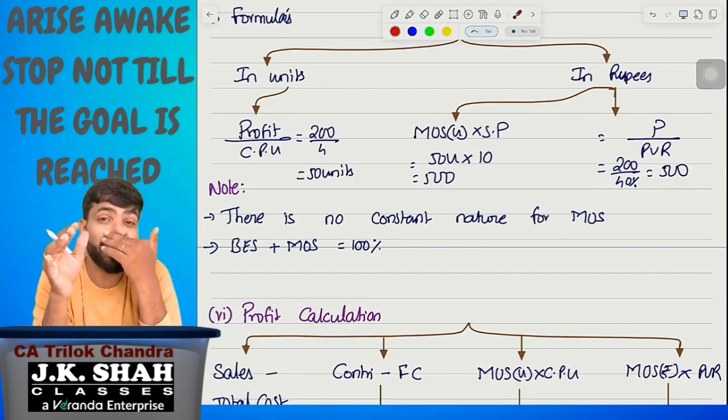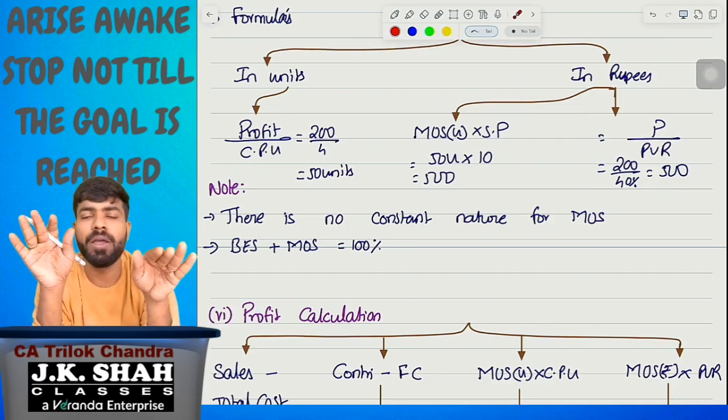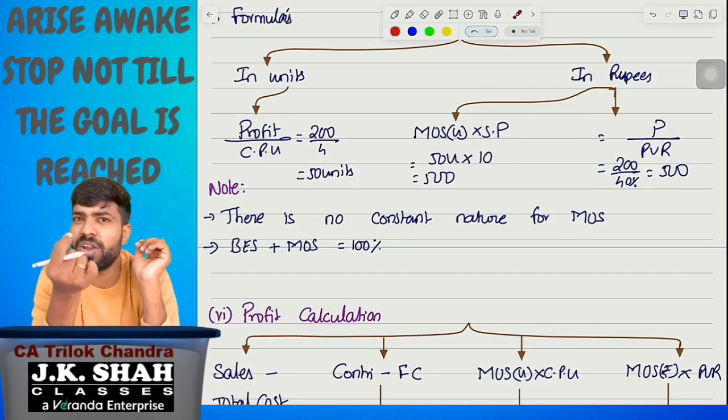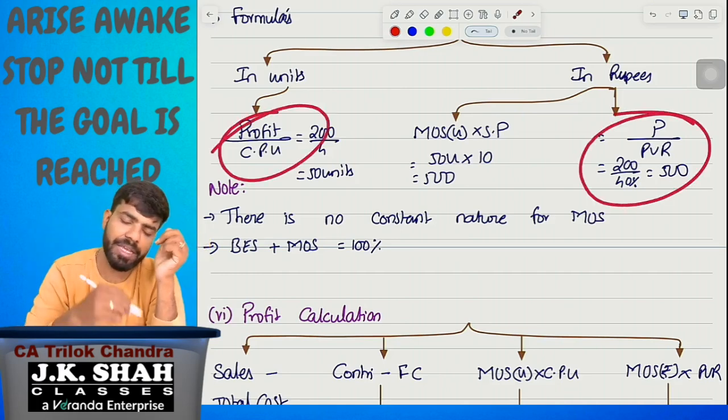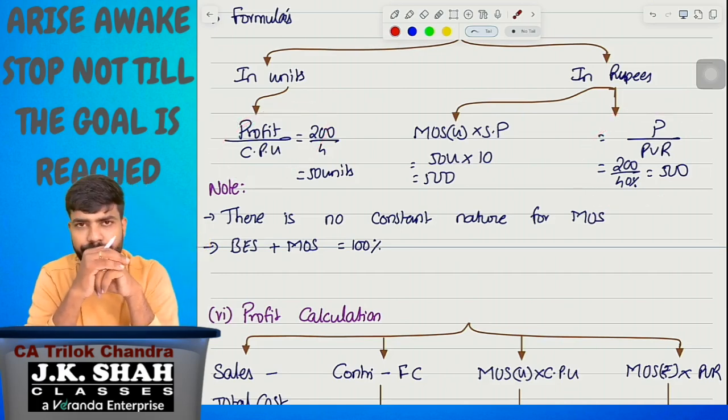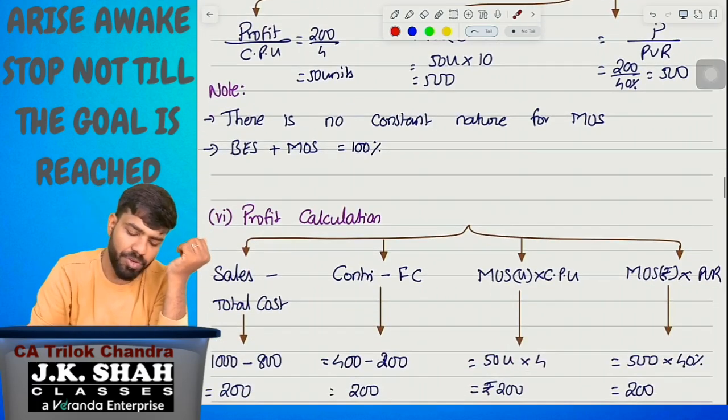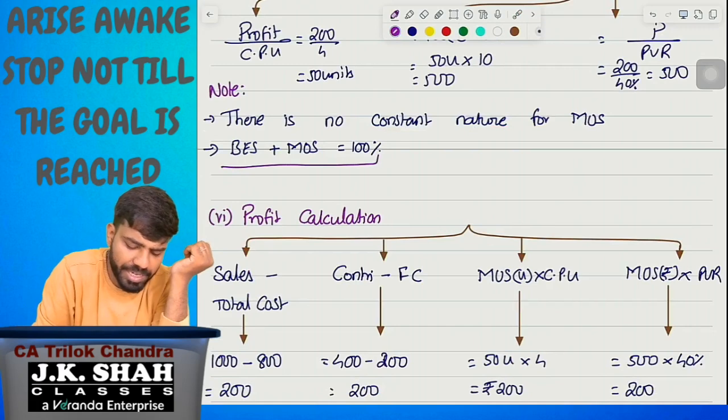When it comes to margin of safety, there is no constant nature. Profit will keep changing. Even if one factor changes, profit will keep changing. If the profit changes, automatically margin of safety also changes. All of you clear? Understanding? Okay.